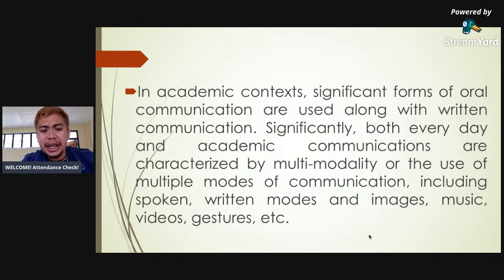Significantly, both everyday and academic communications are characterized by multimodality, or the use of multiple modes of communication, including spoken, written modes, and images, music, videos, gesture. So ito yung mga multimodality. When we communicate sometimes, spoken. When you speak directly, now I am speaking to you directly, this is spoken. Written modes. Sometimes we express our emotion, we communicate through letter or through text.